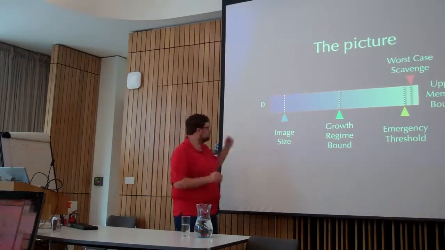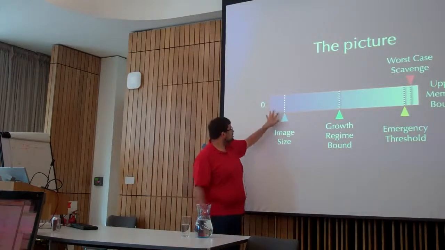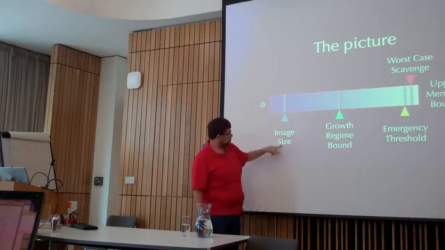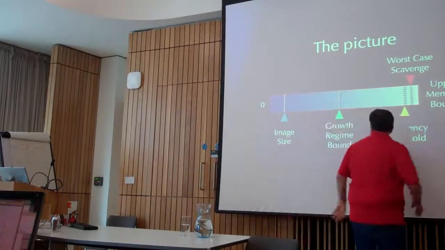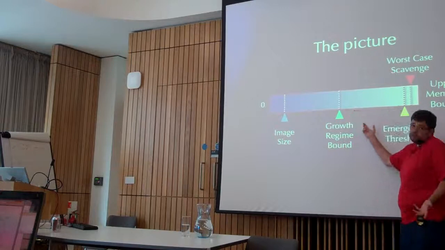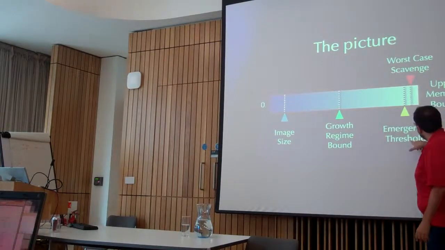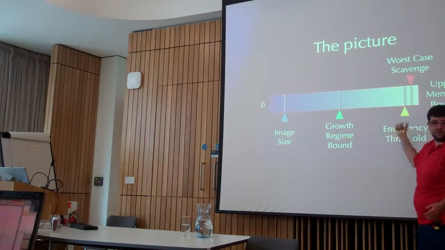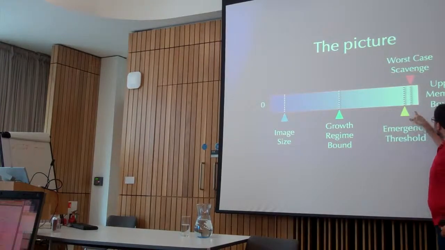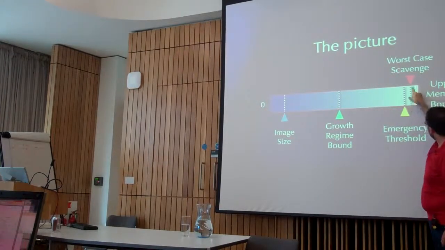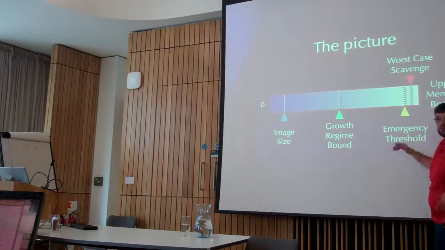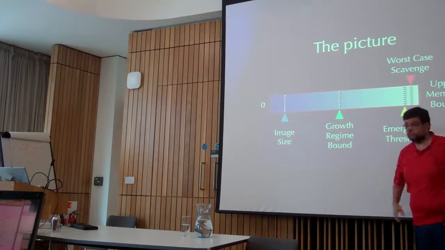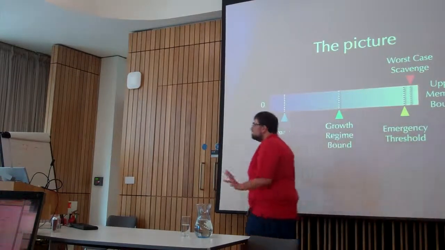It looks very simple. So here's your image when you load it, right? And then the image grows. Past here, you start saying, before you grow again, I'm going to GC. And then you get to the emergency threshold, which is this amount that we've been discussing. And past that, you should have the worst case coverage. And here is the upper memory bound, the maximum limit past which you say, you're not growing any more than this. So that's how it should look.